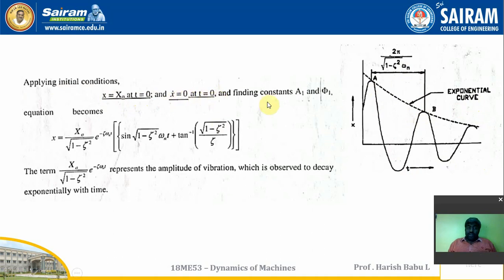Applying the initial conditions, that is x equals x naught at t equals 0 and x dot equals 0 at t equals 0, and then finding the constants a1 and phi 1, the equation becomes x equals x naught divided by root of 1 minus eta square, multiplied by e to the power of minus eta omega n into t, multiplied by this term. This again you can replace with the term omega d. This term is nothing but the amplitude of the vibration, which is observed to decay exponentially with time.